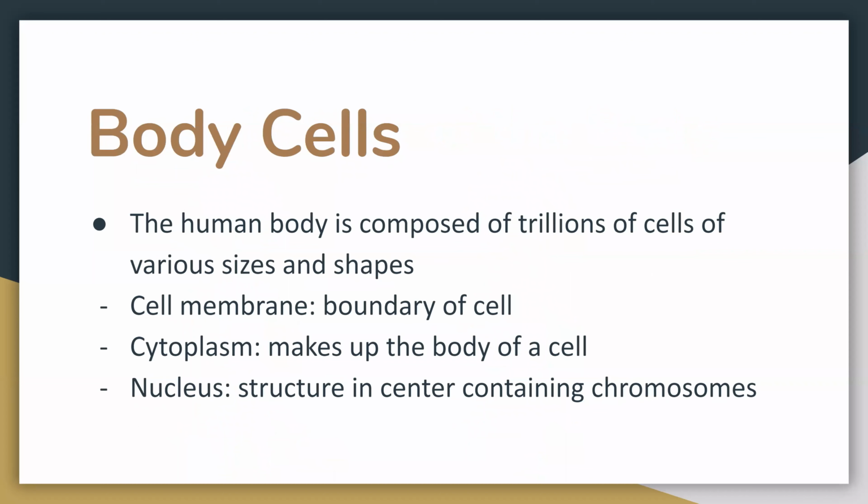So let's talk about the cell. The human body is composed of trillions of cells of various sizes and shapes. The cell membrane is the boundary of the cell, so pretty much it's like the protector of the cell. Then you have a cytoplasm, and that makes up the body of the cell. And lastly, you have the nucleus, which is the structure in the center that contains the chromosomes that gives the information of what that cell is supposed to do.